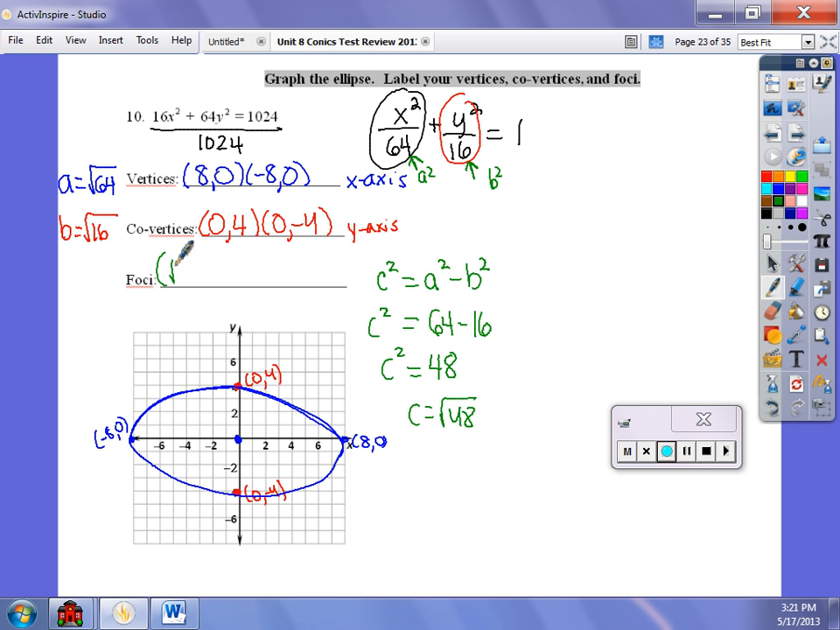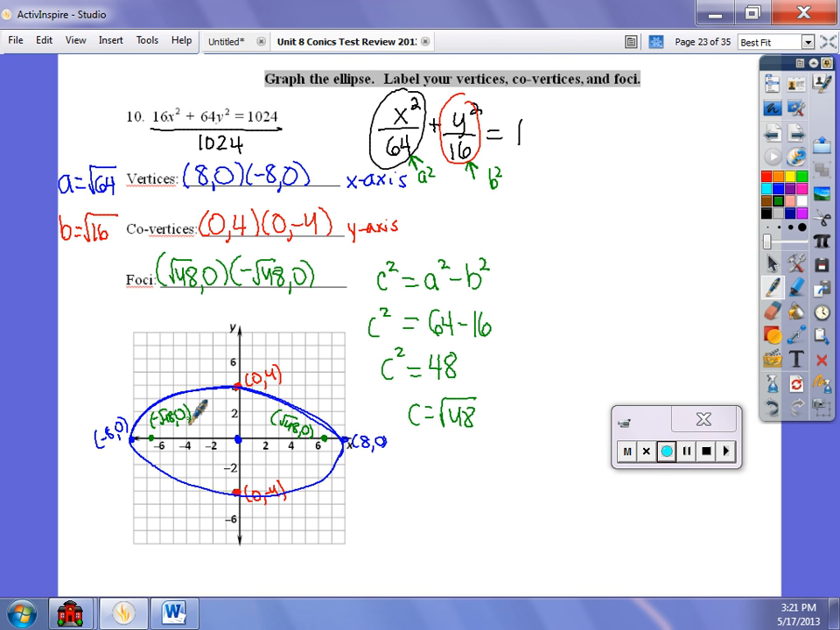So now we're just going to label it as square root 48, comma 0, and negative square root 48, comma 0. Square root of 48 is approximately 6 point something. It's like 6.7, 6.8. So we're going to plot that right after 6. And we are finished.